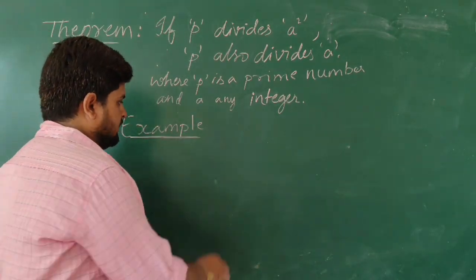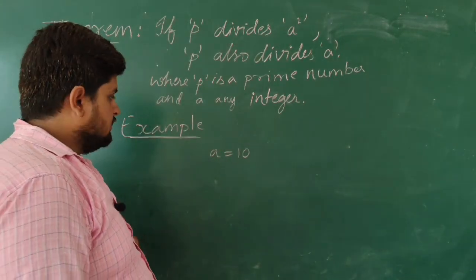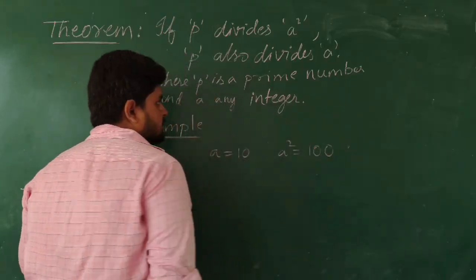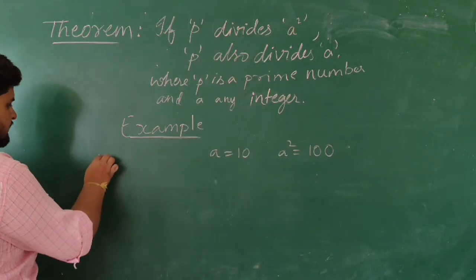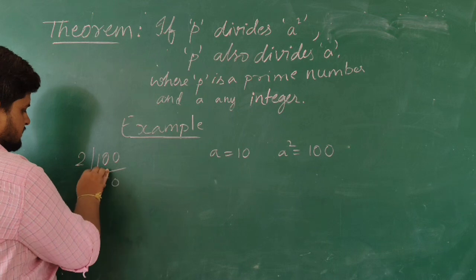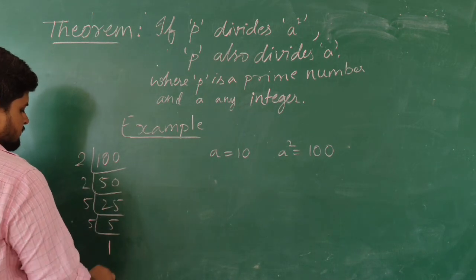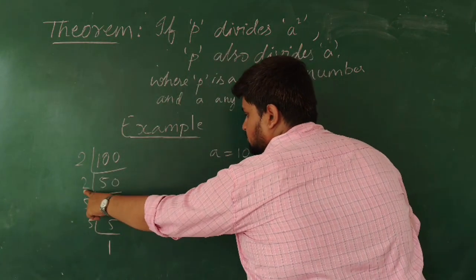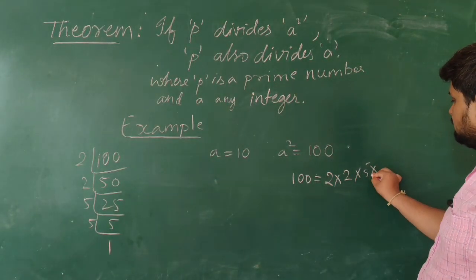I'll take a to be 10. Then the value of a square will be 100. Let me take the factors of 100. Let me prime factorize 100: 2 into 50, 2 into 25, 5 into 5, 5 into 1. So I can write 100 as 2 into 2 into 5 into 5.